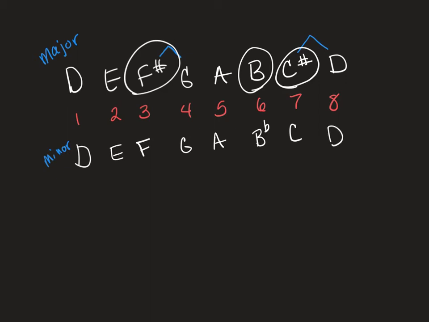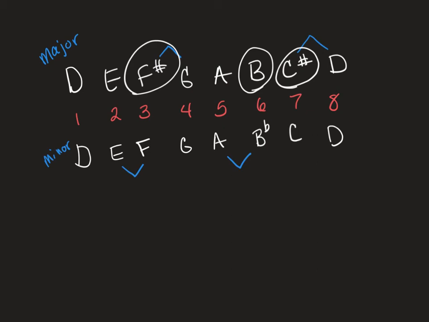Now if we try to find our half steps in the scale, we have a half step between our second and third note now. And we have a half step between our fifth and sixth note. So that's really what makes the difference in the sound. Again, D major with F sharp and C sharp, and D minor with all naturals except one flat. All right, so that's how that works.